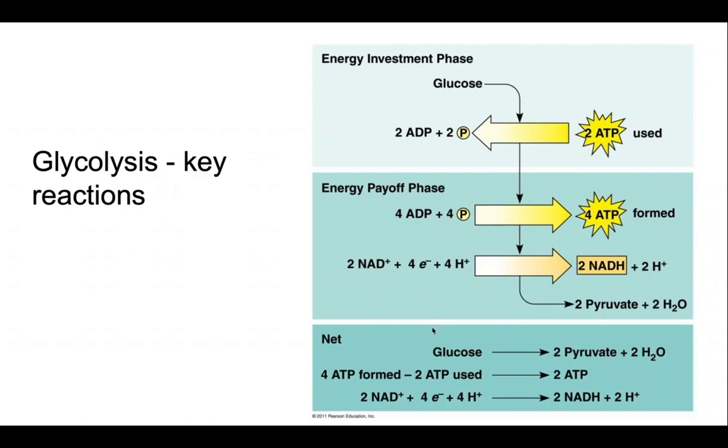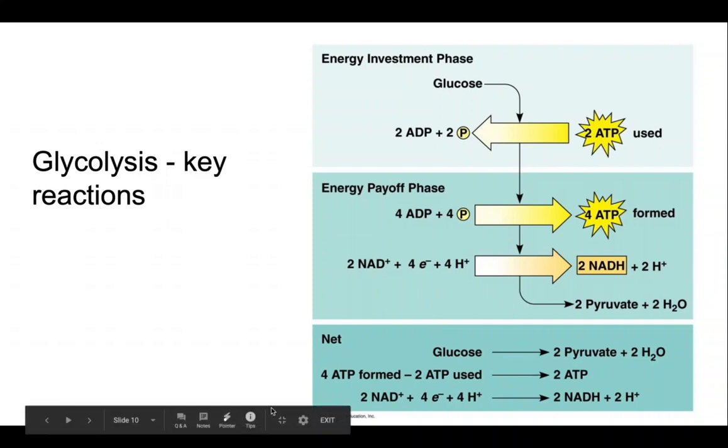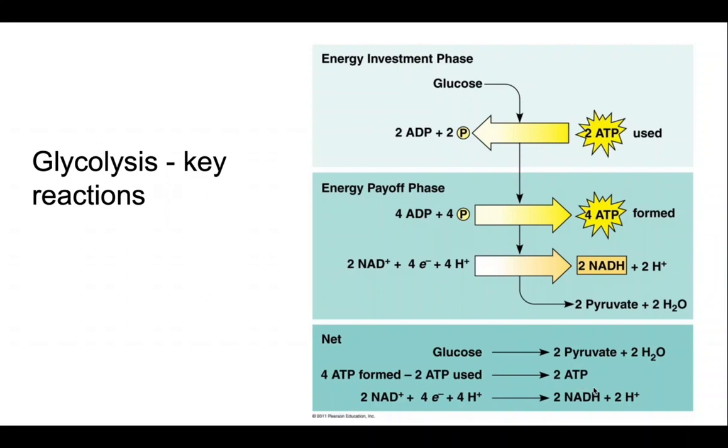Your net at the end, your glucose, is going to be split in half to make 2 pyruvates and 2 waters. We have 4 ATP formed. You've invested 2 to get started. We have a net gain of 2 ATP. We put in the 2 NAD pluses. We end up with 2 NADHs out at the end. So we're going to look at these in a little bit more detail.